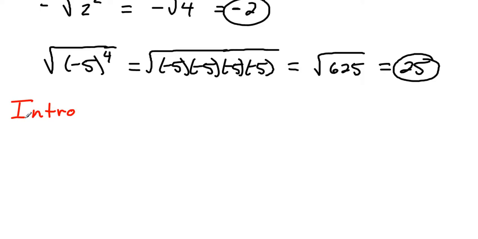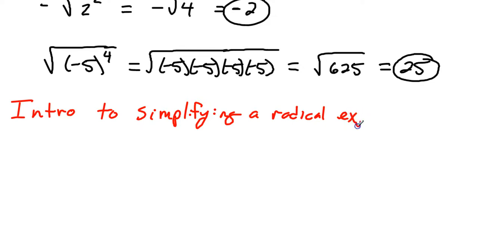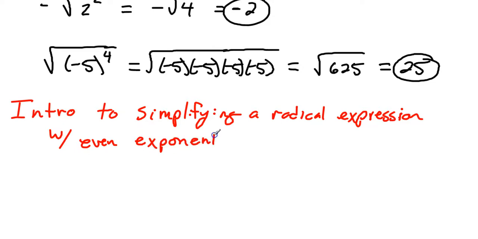Okay, and the next thing they're going to do, they're going to change it from having to do just numbers. This time you're going to be doing an intro to simplifying a radical expression with an even exponent. Okay, that's a lot of stuff to basically say we're going to be doing variables instead of numbers now.